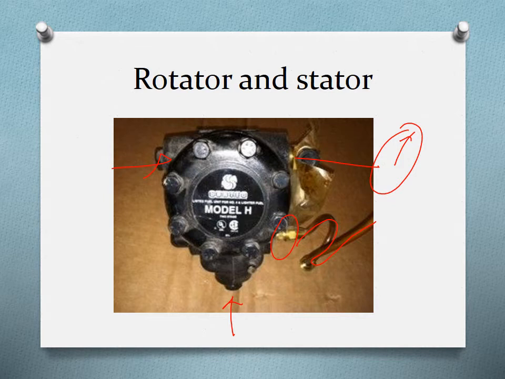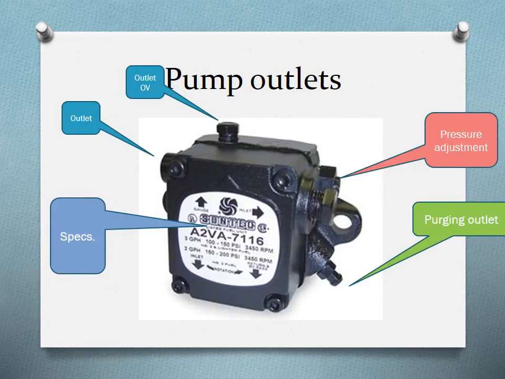The pump pressure usually is between, for residential oil, 100 psi to 150 psi. Okay, so again, more outlets, and usually you find all the specification you need about this pump in here. So this will pump 3 gallons per hour at this revolution, which is 3,450 RPM.